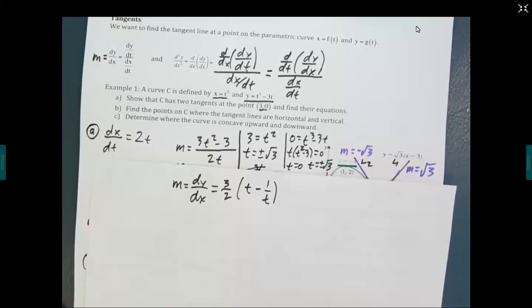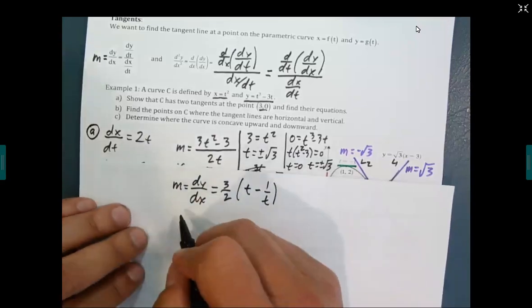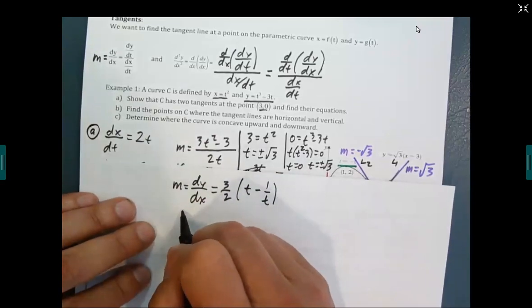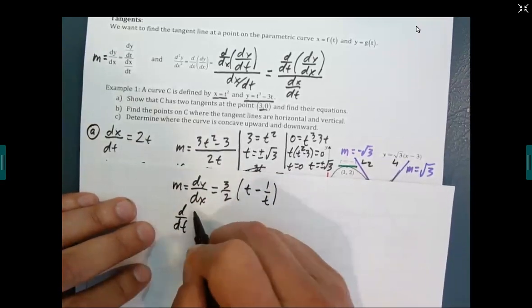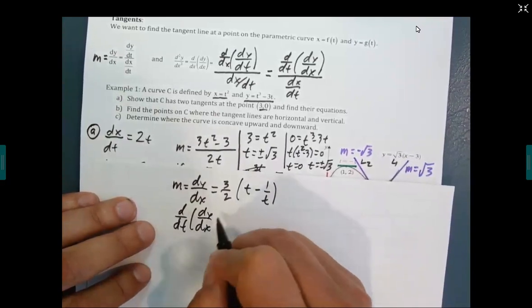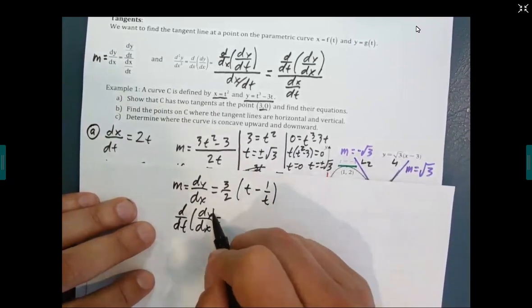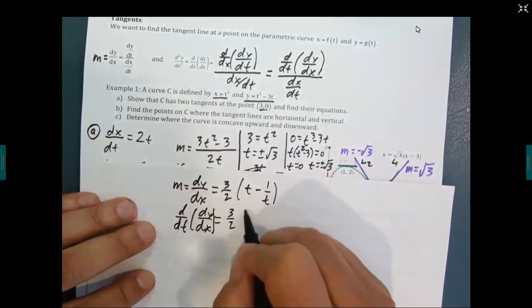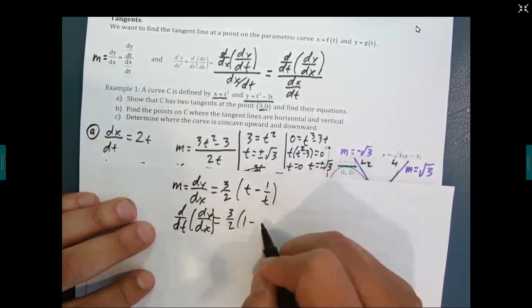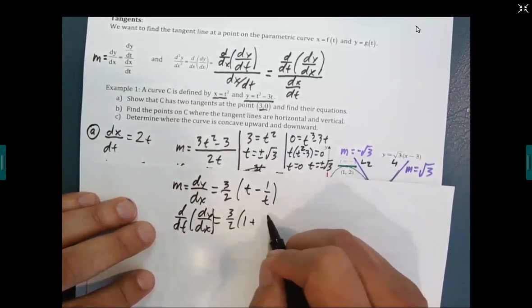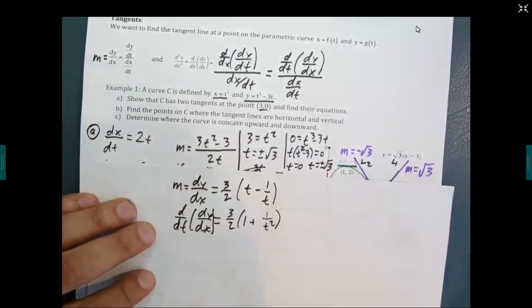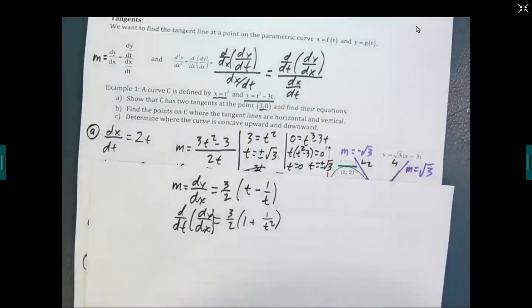And what's going to happen is I'm going to go ahead and take the derivative of that with respect to t. It's going to give me 3/2 and then 1 minus, plus, pardon me, 1 over t squared. So now we're here.